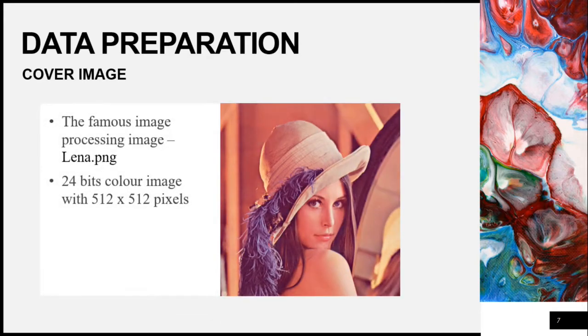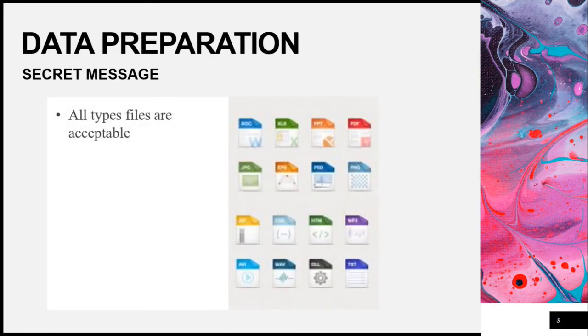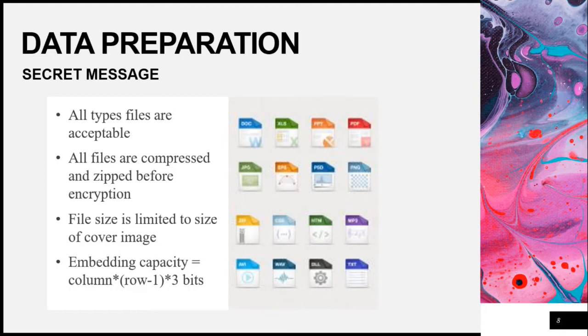My final year project started by preparing the 512 times 512 pixel Lena image in PNG format that is famously used in image processing. Next, the secret message to be hidden applies to all types of format. Multiple files are acceptable as the files will be compressed in a zip file to be inserted into the cover image. However, the size of the secret message embedded depends on the size of the cover image.